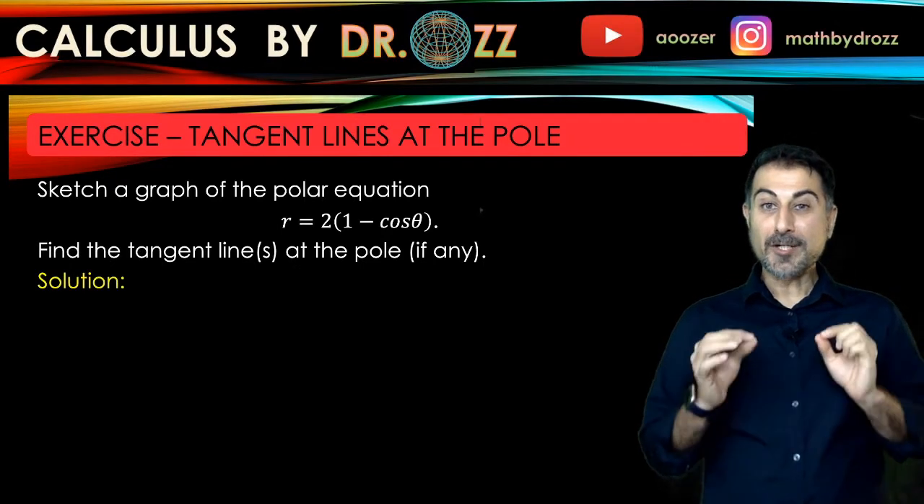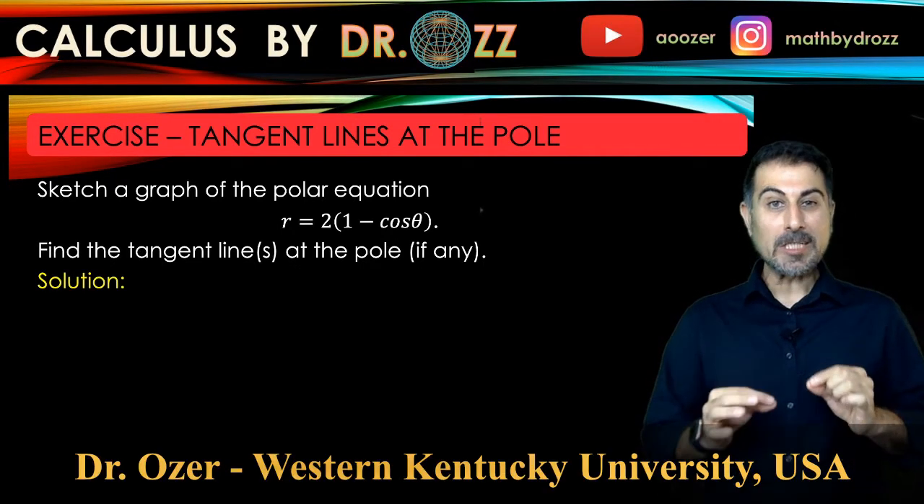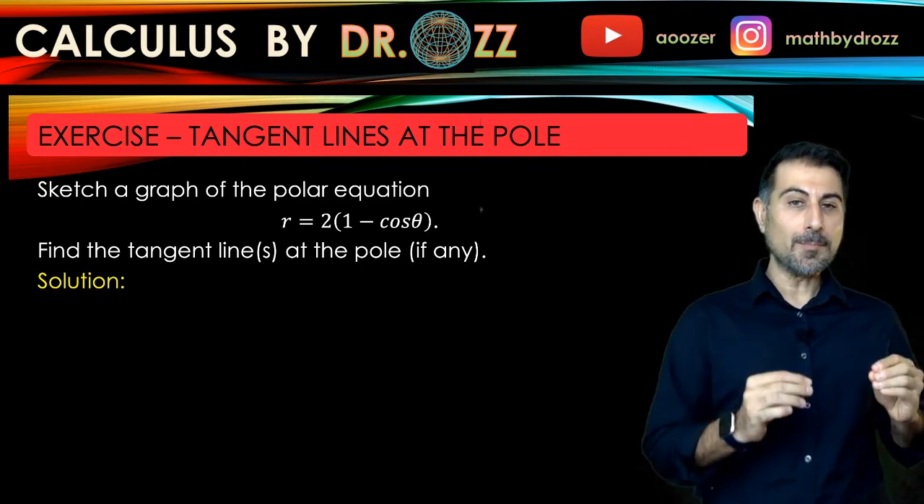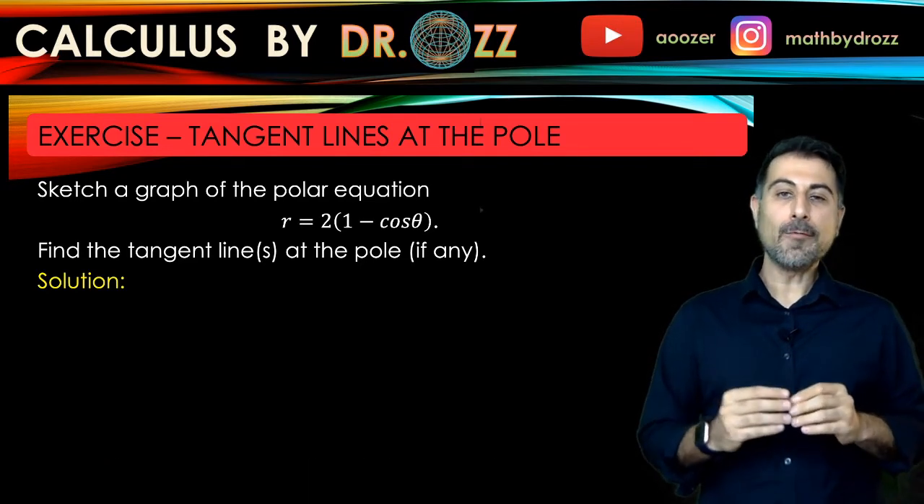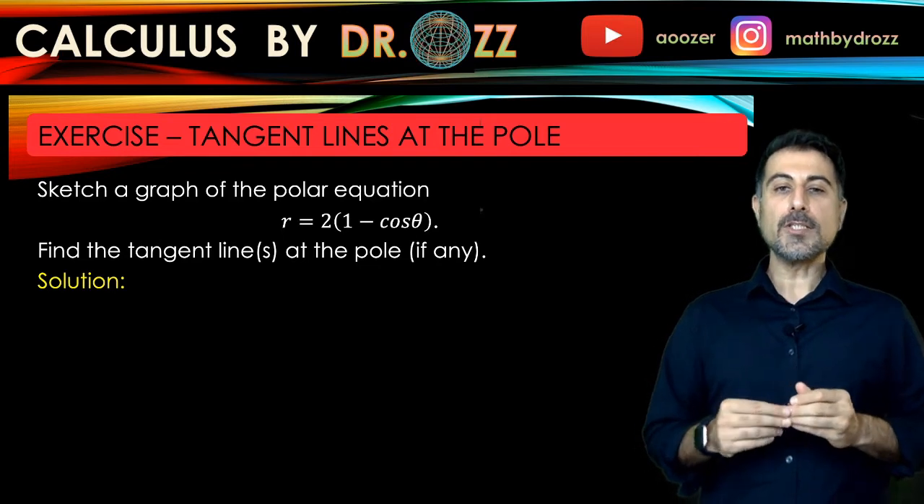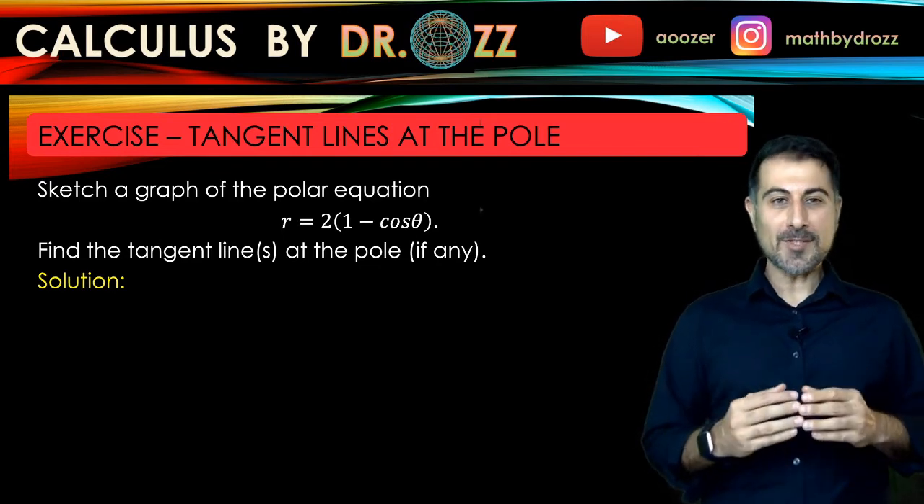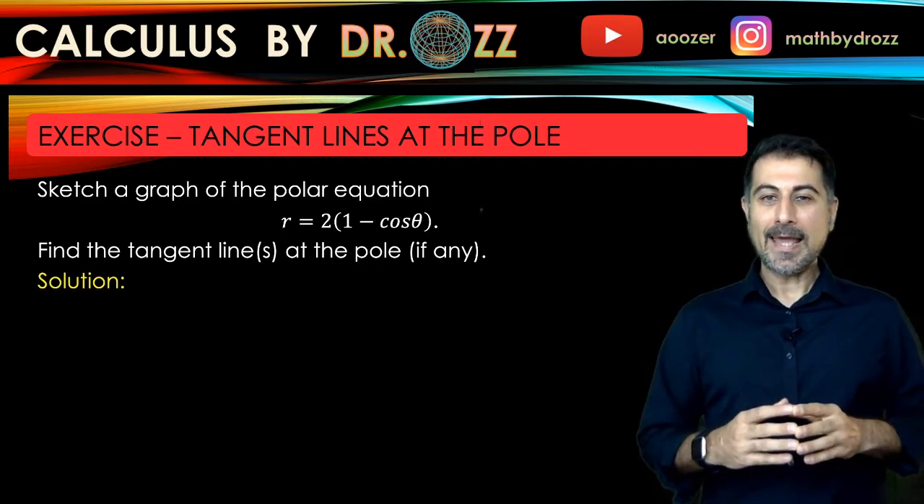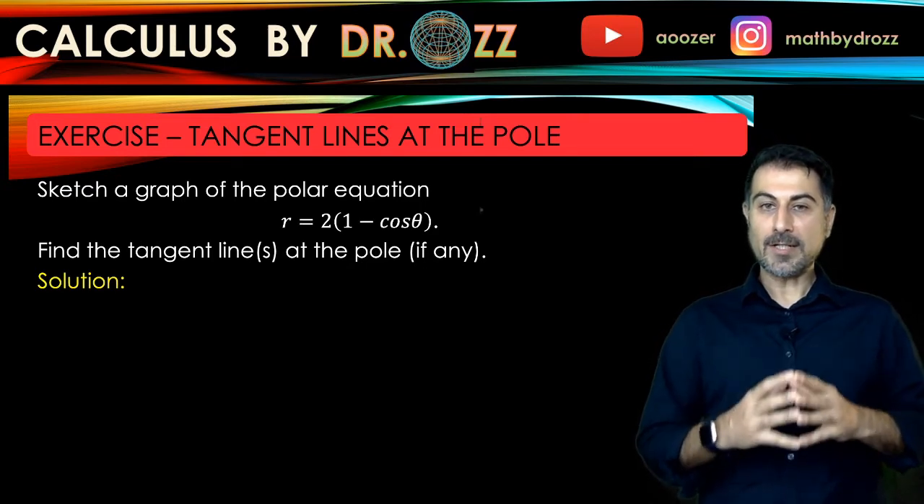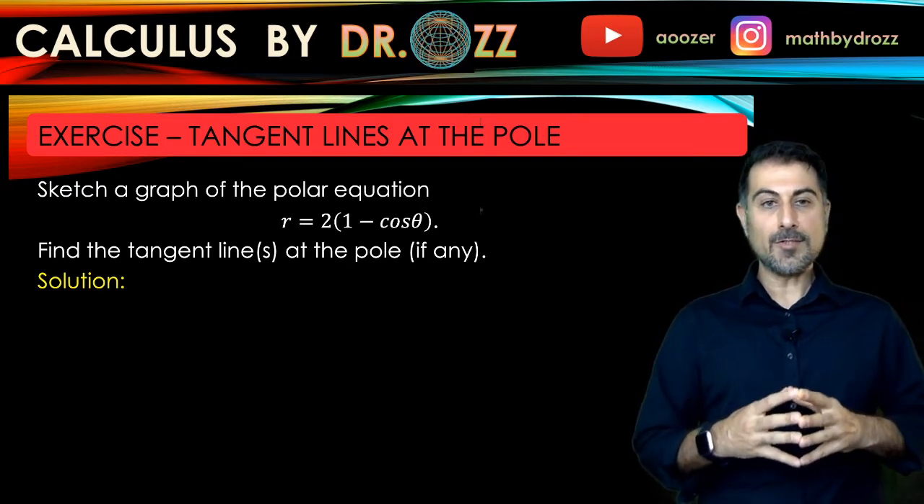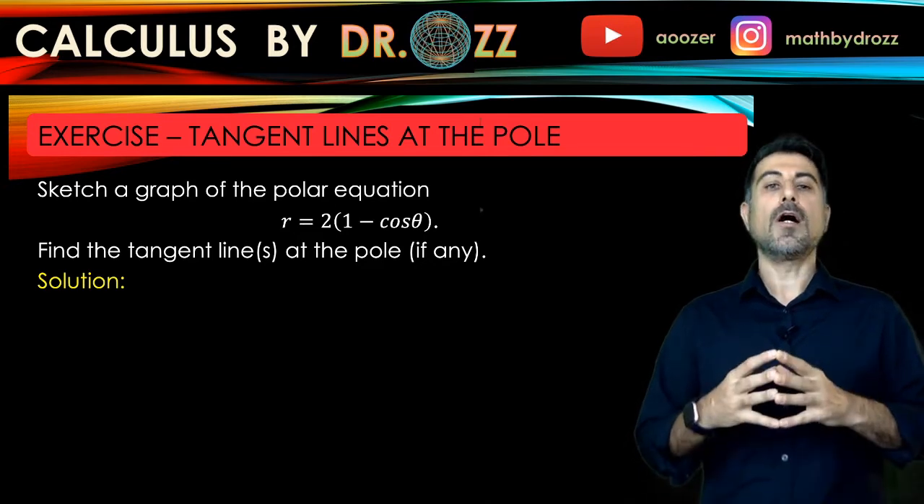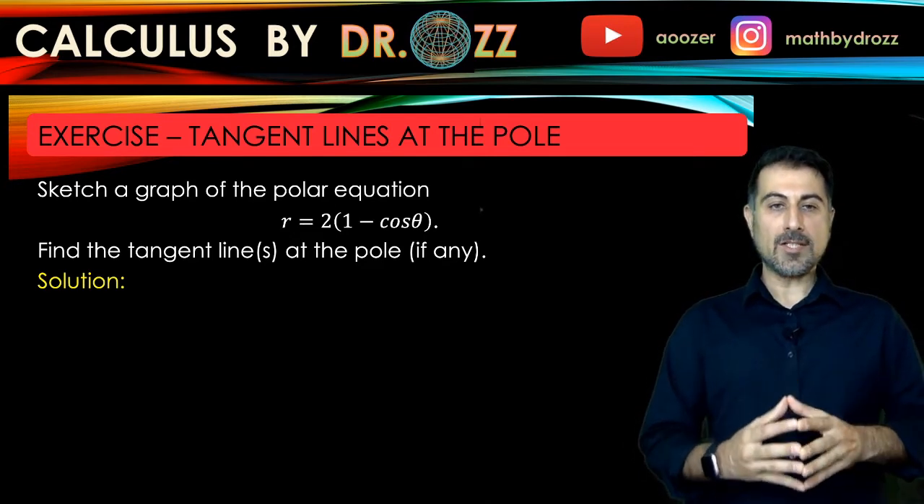Today we're going to go over an exercise where we're going to look for tangent lines at the pole. Our polar equation is r equals 2 times 1 minus cosine theta, and again, we're going to find the tangent lines at the pole. For that reason, we need to know what the slope of the tangent line is at the pole.